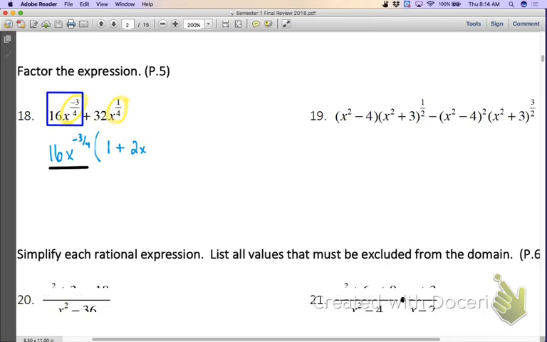So if I add them together, what plus the negative 3/4 is going to give me 1/4? Can you repeat that? What power plus negative 3/4, or what power minus 3/4 gives you 1/4? 1. So it's just to the first power. And then I'm done there.